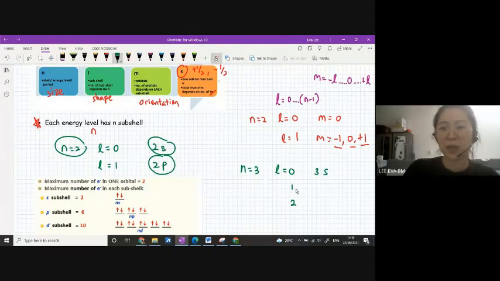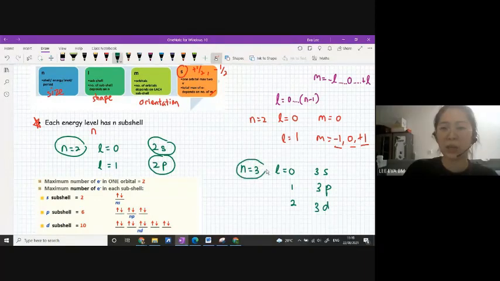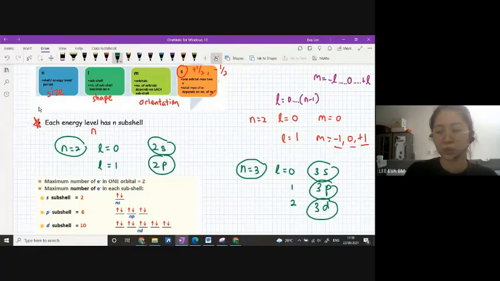3S. 3, 1, what is the subshell? 3P. 3, 2, what is the subshell? 3D. So when my N value equals 2, I have 3 subshells: 1, 2, 3, which we use to represent this sentence: each energy level N has N subshells.